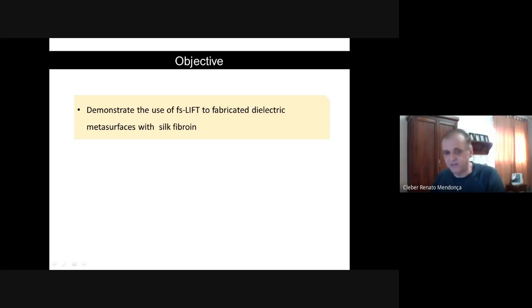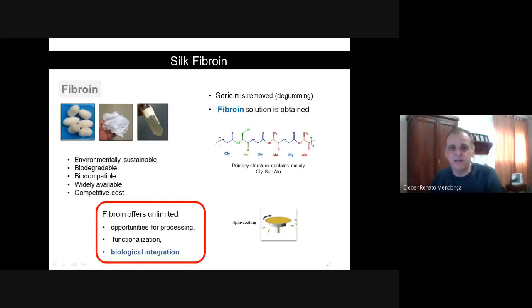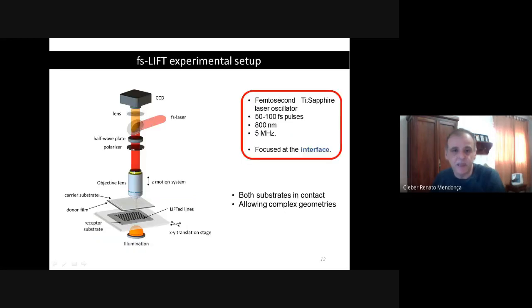Therefore, the goal of this work is to demonstrate the use of femtosecond LIFT to fabricate dielectric microstructures or microsurfaces using silk fibroin. And why silk fibroin? Because it's a natural polymer, and so it's very flexible. It offers several opportunities for processing in different ways. It allows functionalization of the materials. You can also do some biological integration, and it's also a material that presents very good optical properties. It's very transparent, and also good mechanical properties.